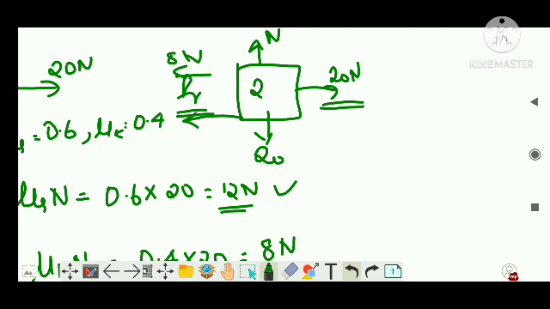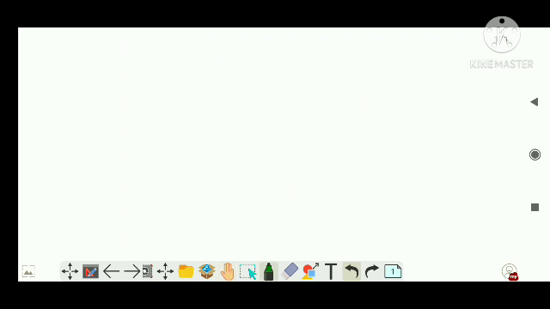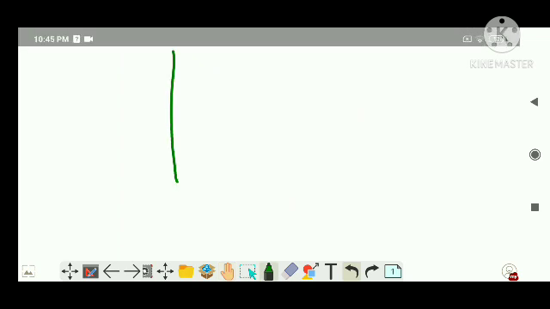If you want, you can find the acceleration. I don't think you require it. I hope you understood. Now there is a variety of questions which is usually asked, and the kids make a lot of mistakes regarding it.